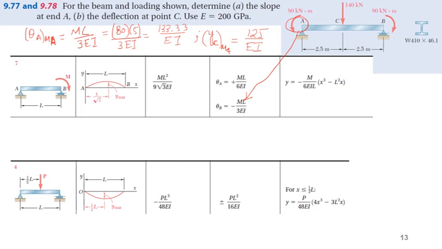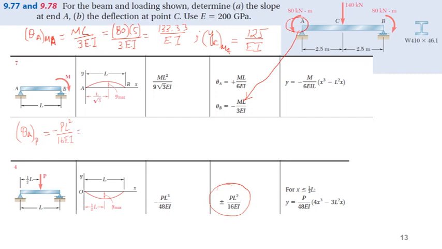Now for the concentrated load, let me write theta A, and let me write P. The maximum slope is shown over here in this equation, that is at the end, and that will be equal to minus PL square by 16 EI.